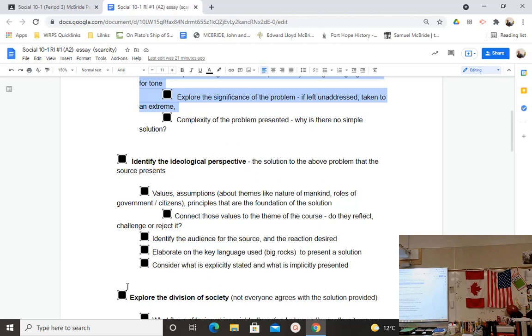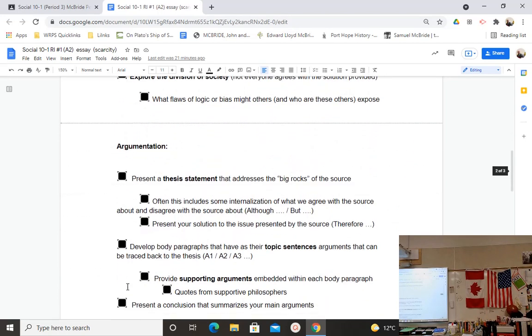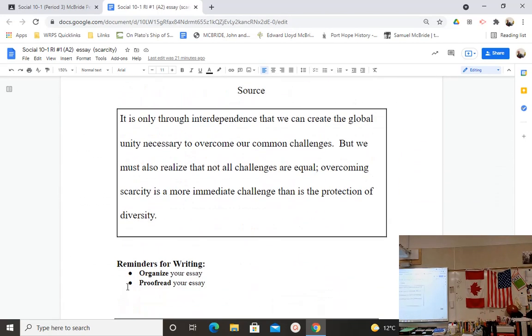Connect these values to the theme of the course. The value is pro-globalism. We said that it celebrates the theme of the course. Now, who's the audience? Who might be the audience? If the speaker says it is only through interdependence that we will create the global unity necessary to overcome our common challenges, but we must also realize that not all challenges are equal. Overcoming scarcity is a more immediate challenge than is the protection of diversity.